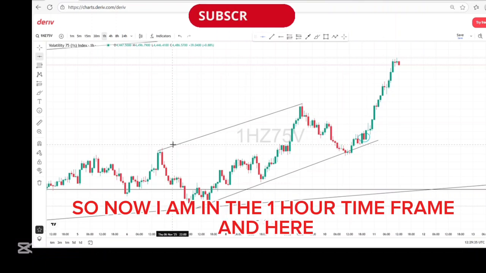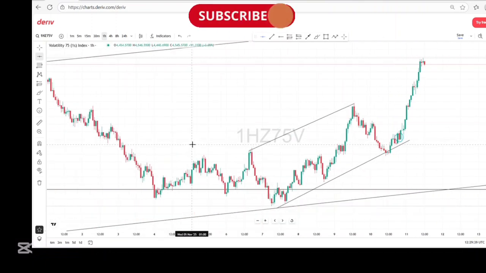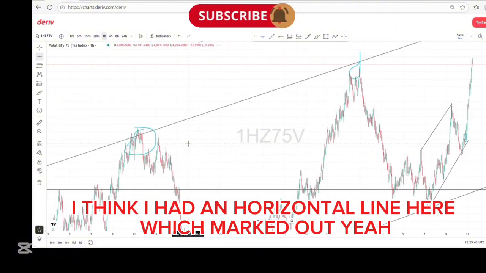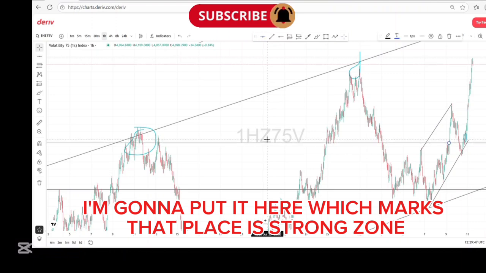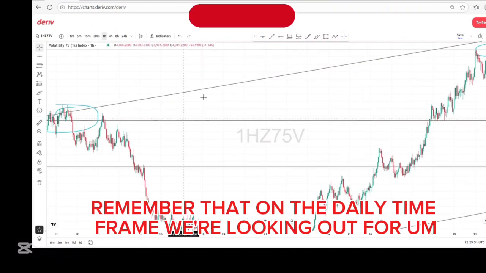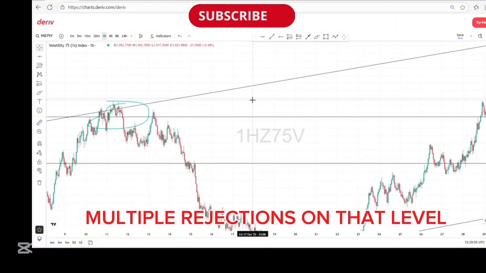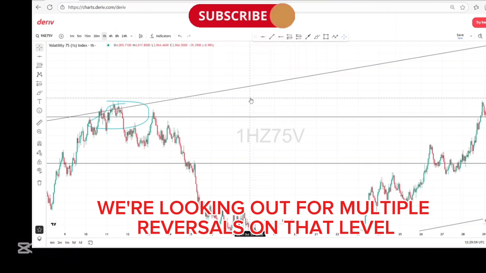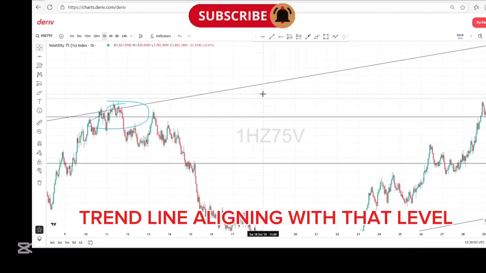Okay, so now I am in the 1 hour time frame, and here I think I had a horizontal line which marked out, yeah, I'm going to put it here, which marks that place as a strong zone. Why do I say it's a strong zone? Remember that on the daily time frame, we're looking out for multiple rejections on that level. We're looking out for multiple reversals on that level, and we're also looking out for a trend line aligning with that level.